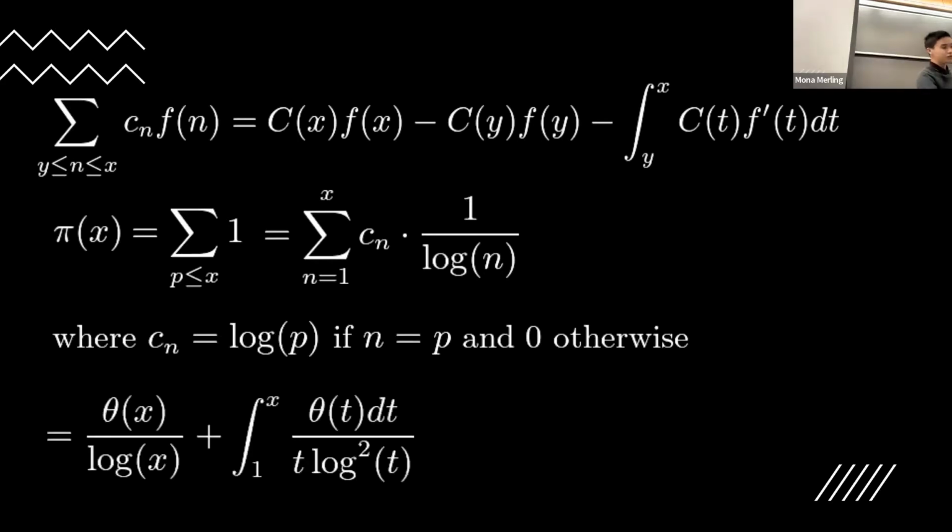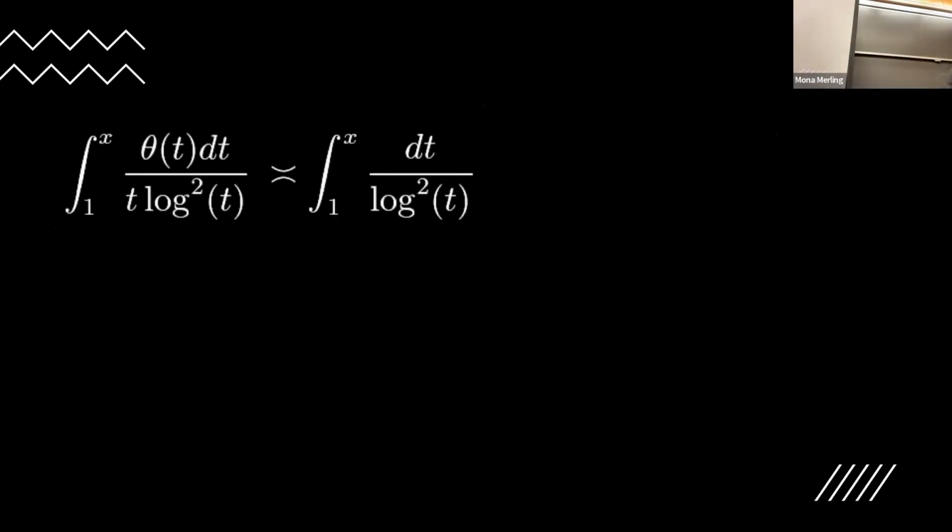Using this, if you notice, Cn is equal to log p if n is equal to p, or 0 otherwise, so the sum of Cn is actually literally just theta of x. Which means that if we plug in theta of x for C of x and 1 over log n for f of n, we'll get theta of x over log x plus this integral here. And that integral could be simplified because theta of t is asymptotically similar to t, so it could be upper bounded by some constant times x over log squared x.